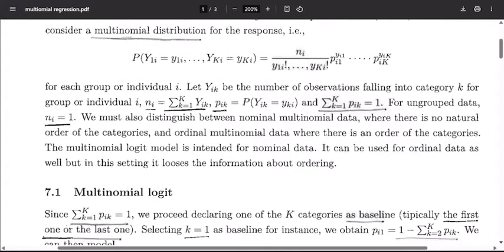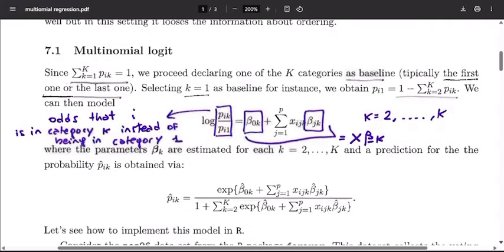Now I'm actually going to move to the model aspects, and I need you to pay attention. Now we all know that the sum of probability has to be equal to 1. The probability of individual i in whatever group, when added up, is going to be 1. That's why you see summation of pi_ik equal to 1. But before we proceed, there's something that we need to do. We have K number of categories.